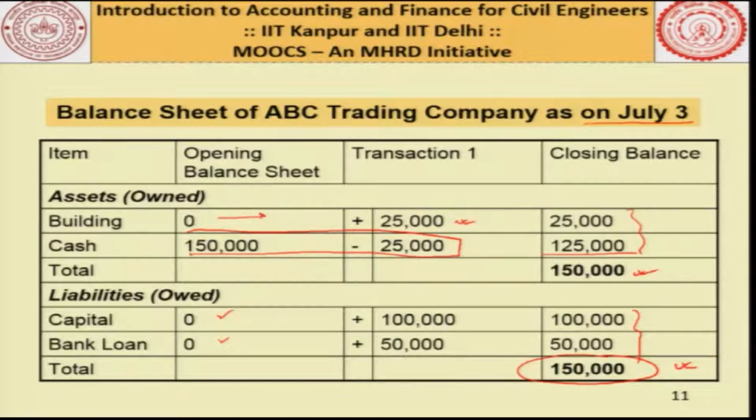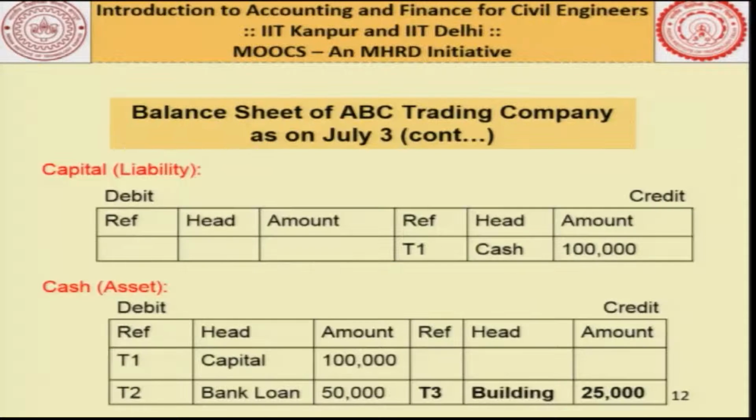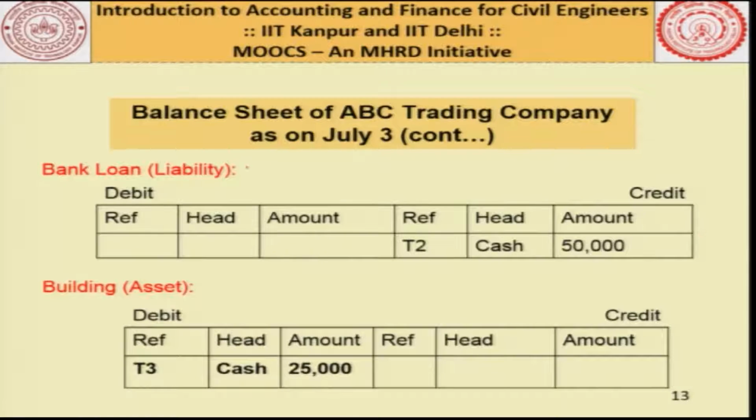Now, how do I show it in the T accounts? If you look at the cash T account, you can see it is written in the credit side. Why? Because this has reduced your cash assets. So, any decrease in asset we are showing in the credit side. You can see I have shown it here. There is no change in the capital liability. There is no change in bank loan.